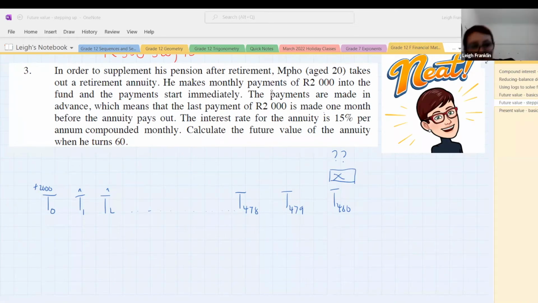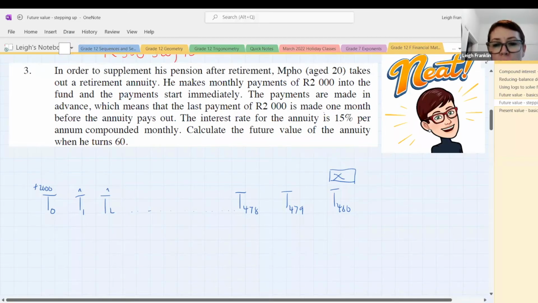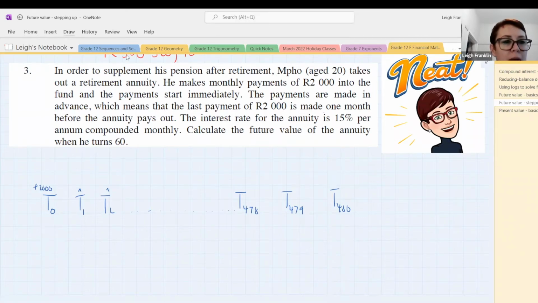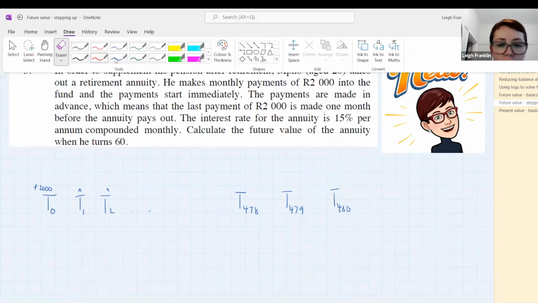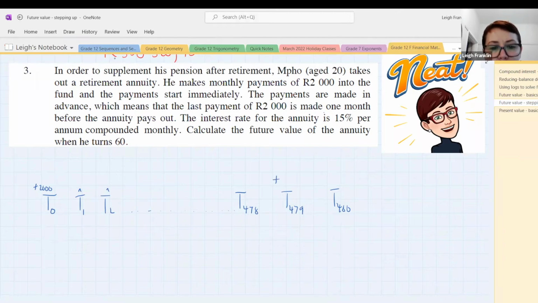Good. You guys are thinking. That's lovely. He is not going to make his last payment at T480. Why not? Why is he not making his last payment there? Instead, his last payment is made here.